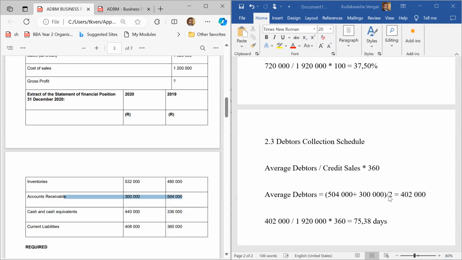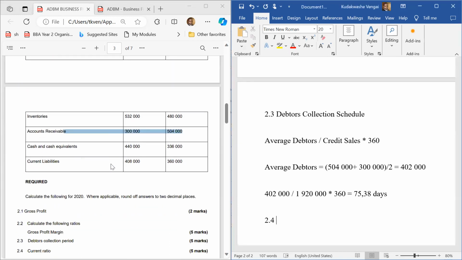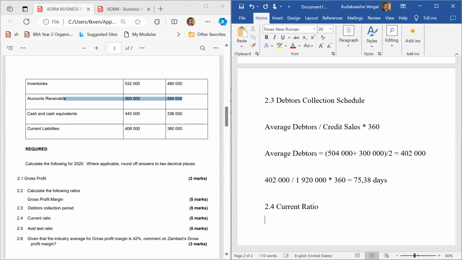All right, so that's 2.3. Now we go to 2.4. Now 2.4, what did it want? Current ratio. So current ratio is your current assets divided by your current liabilities.